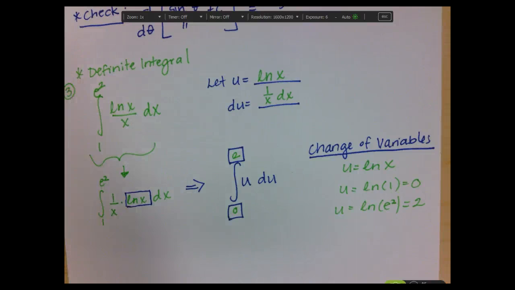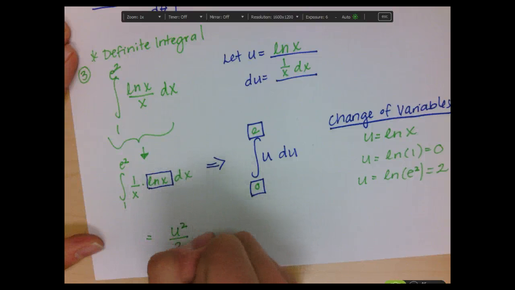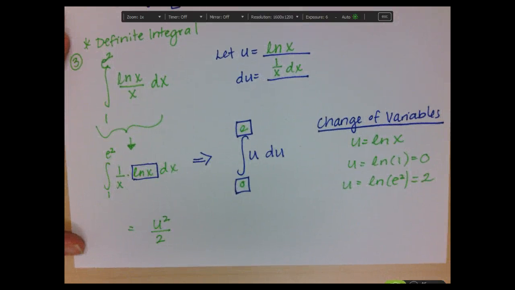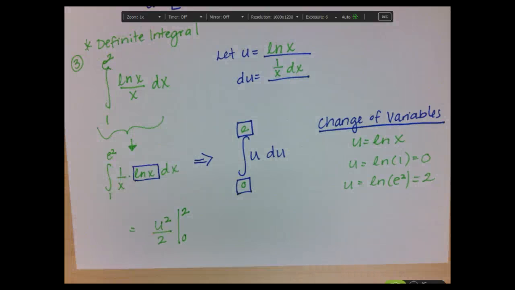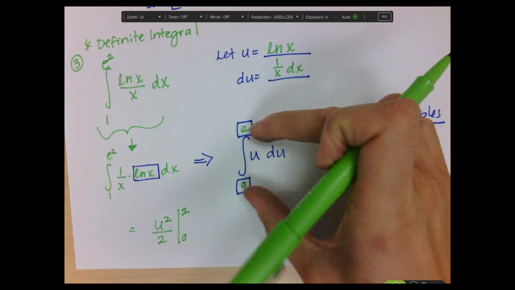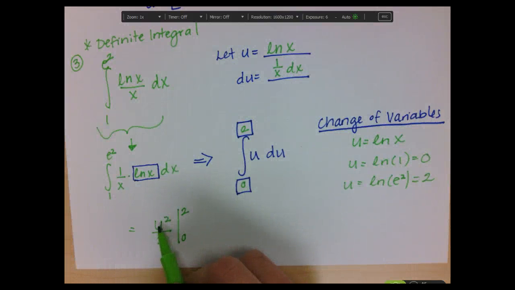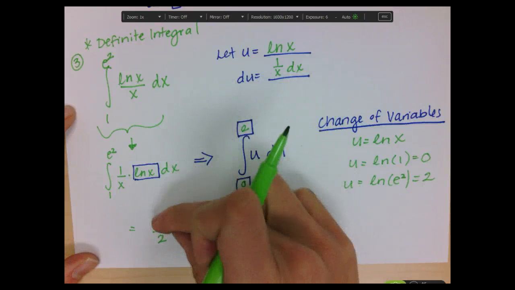So now I'll integrate this with respect to u du, u squared over 2 using the power rule. I don't need to add c because it's a definite integral, but now I need to evaluate it from 0 to 2. Now let me just quickly tell you, let's say you did not change your limits of integration. It would technically be incorrect. However, if you go ahead and resubstitute the natural log of x back in, and then integrate from 1 to e squared, you will get the correct answer in the end. So the thing you have to remember is, do your limits of integration match the variable that you're using?